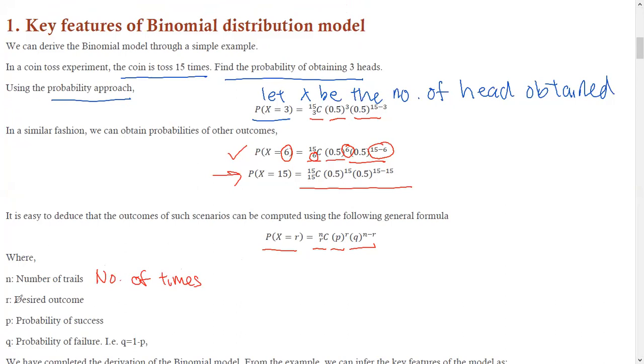R is the desired outcome, meaning the number of hits for this case. If I want 3 hits, R will be 3. If I want 6 hits, R will be 6. If I want 15 hits, R will be 15.